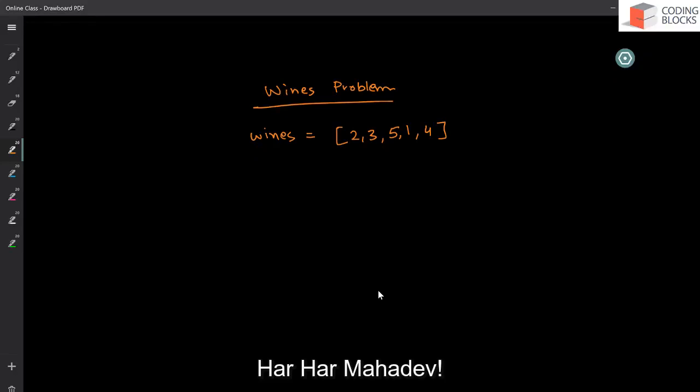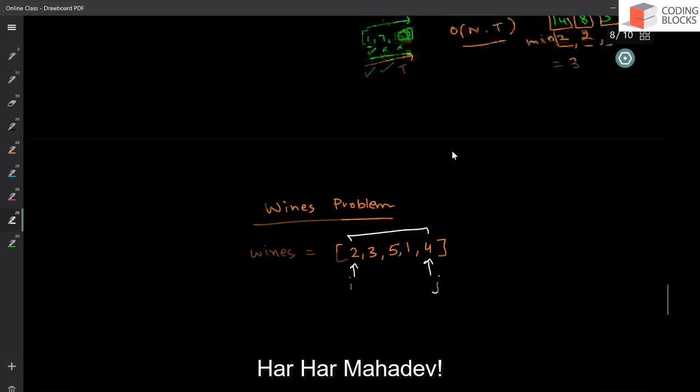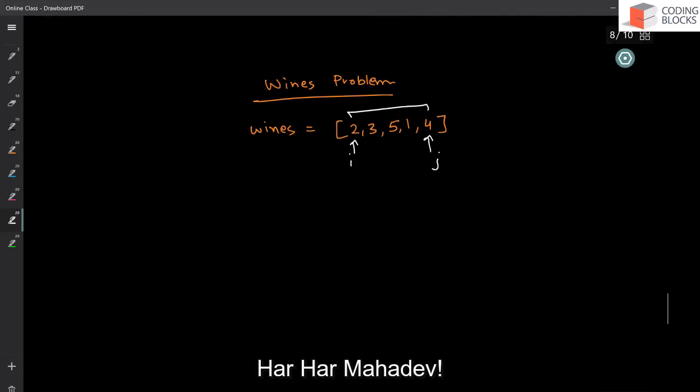Hi everyone, so we will now discuss the solution for the wines problem, and we have also seen what the recurrence is. Given this array, if we sell wines from each corner, what is the maximum profit that we can make? We also know that the price of wines in the yth year is multiplied by y, so the price is going to increase. That is given in the problem.